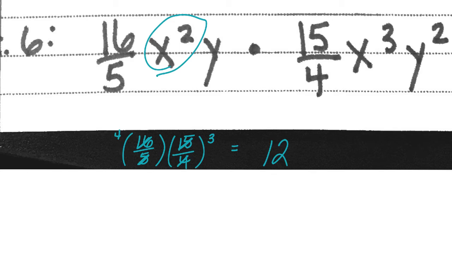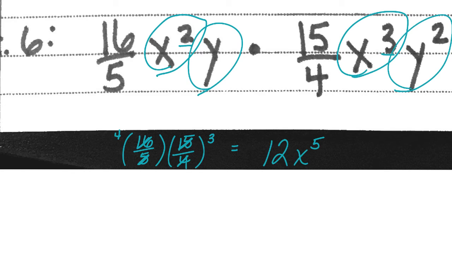When I multiply the x's, I add the exponents. 2 plus 3 is 5. And when I multiply the y's, I add the exponents. Invisible 1 plus 2 is 3.